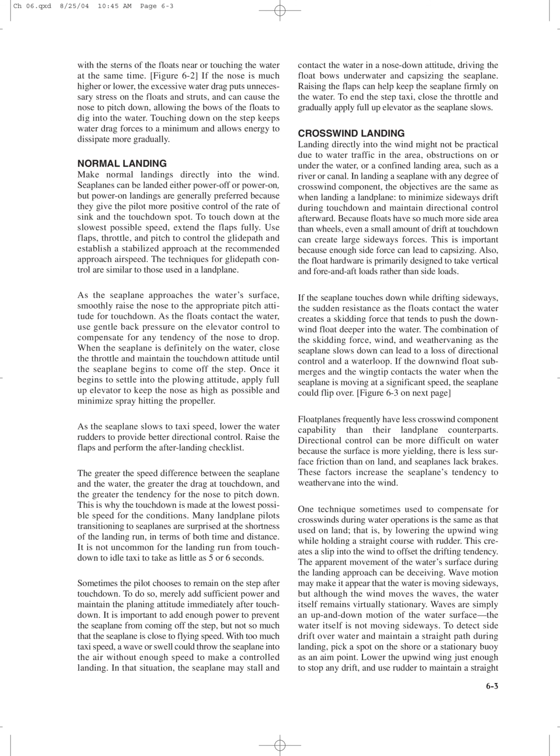The techniques for glide path control are similar to those used in a landplane. As the seaplane approaches the water's surface, smoothly raise the nose to the appropriate pitch attitude for touchdown. As the floats contact the water, use gentle back pressure on the elevator control to compensate for any tendency of the nose to drop. When the seaplane is definitely on the water, close the throttle and maintain the touchdown attitude until the seaplane begins to come off the step. Once it begins to settle into the plowing attitude, apply full-up elevator to keep the nose as high as possible and minimize spray hitting the propeller.